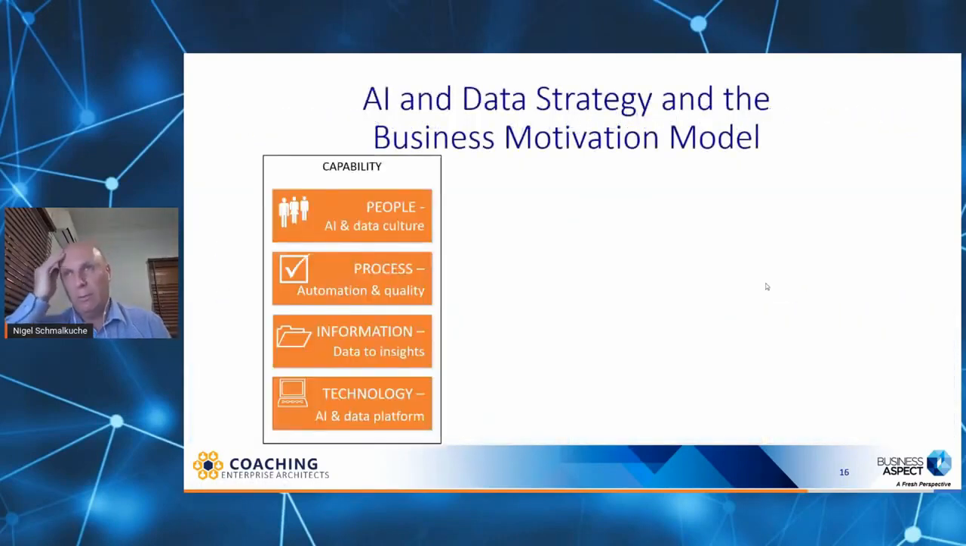So if we look at the capability-based driven approach, I've just got it shown there. So the people, so we're talking about an AI and data culture, a supportive culture that is aware of AI, it's not frightened by it, and it embraces it as best as we can. Process, we're looking at the automation and the quality of data. How can we get the best quality and the right data to the right decisions? So information, the data to insights, how do you get it right through to that, and what's the platform that we need across the technology?